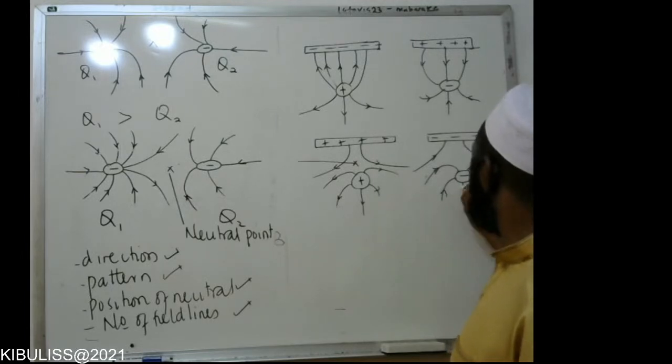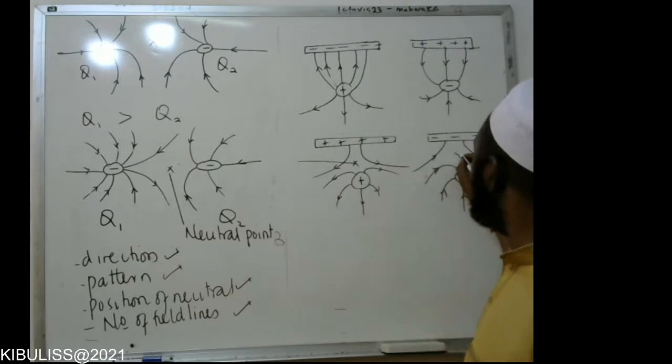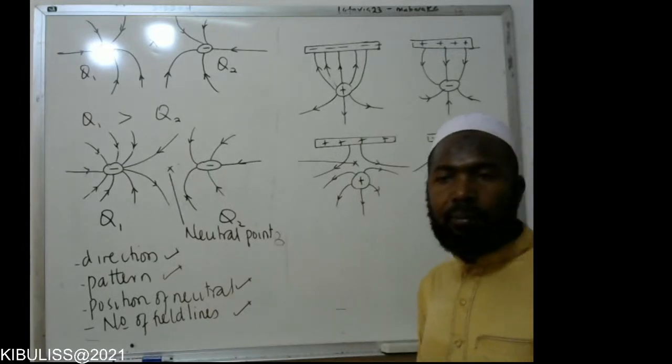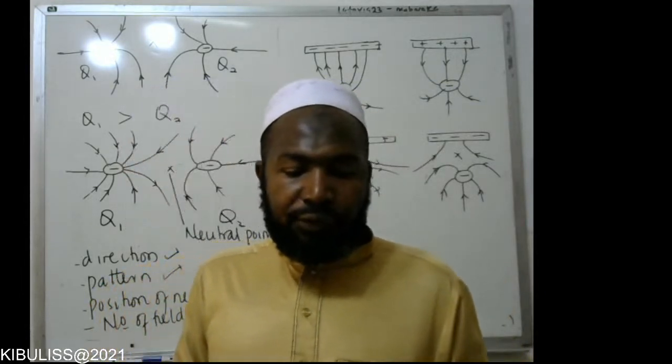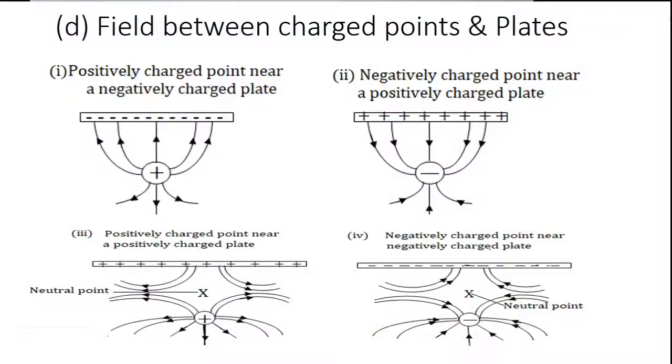You can see that the shape here and the shape there are the same, the position of the neutral point. But still, the magnitude counts. If the plate is having more charge than the point charge, the position of the neutral point will shift. It may not be at the center as we have tried to indicate in the sketches that you see below. Now we could also have plates and plates without point charges.